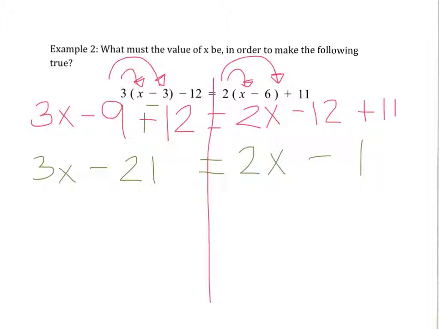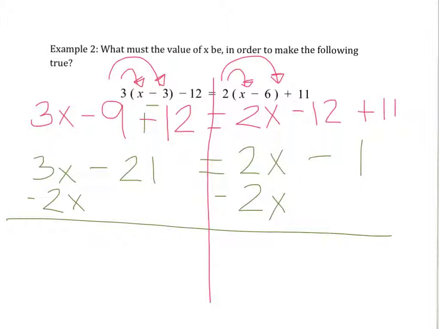First step, I'm going to bring the baby variable to the mama variable. I have a 2x. I need to subtract 2x from both sides. I'm going to draw my line. 3x minus 2x is just going to give me x. I'm going to bring down my minus 21 equals negative 1.